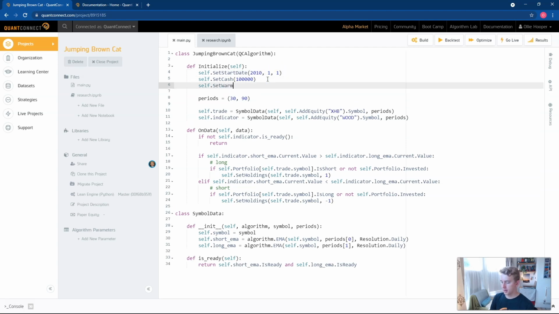So this warm-up is going to allow our indicators to warm up before we start the period, and that's going to be as long as our longest period here, so 90 days. Now we're ready to backtest and see how it performs.